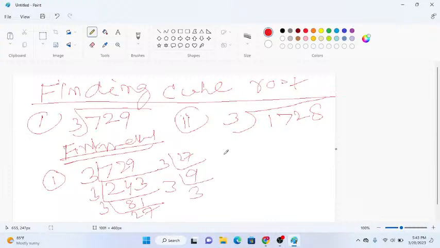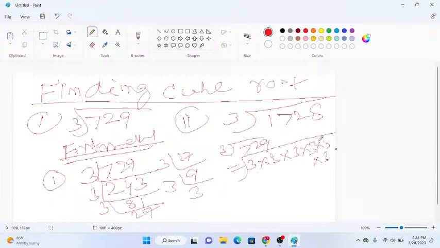Now you can write the cube root of 729. So we will write the number; our factors are what? 1, 2, 3, 4, 5, 6 times 3. So we will write 3, 3, 3, 3, 3, 3. So this is 6 times.